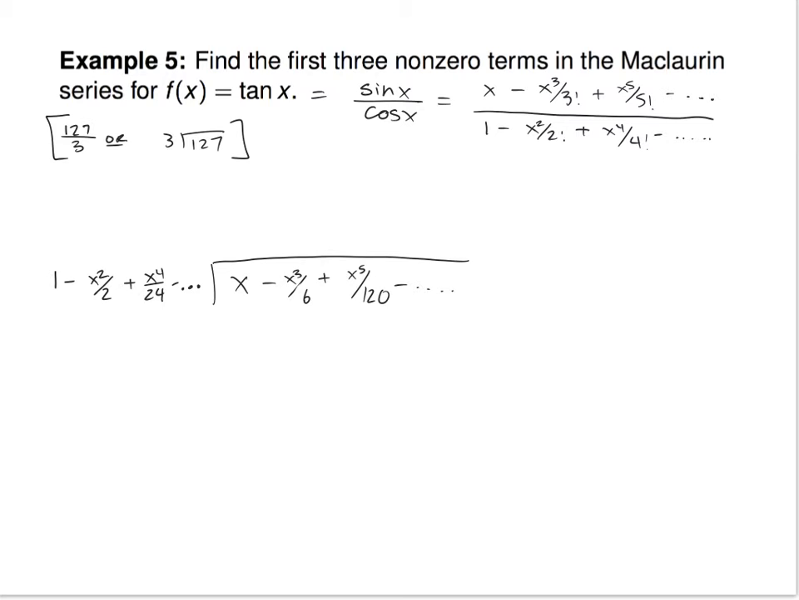Okay, now first you've got to cancel out this x, right? So what do you multiply this thing by? X. So you have x minus x cubed over 2 plus x to the 5 over 24. Oh, that only gave you one term. Do you buy that?